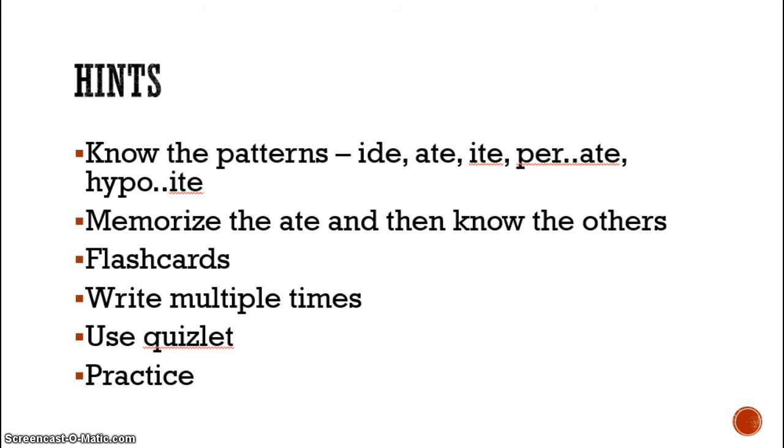So if I memorize all the ones that end in ATE, like nitrate and chlorate and sulfate and phosphate, if I memorize those and I know the pattern, then I've also memorized all the ITEs at the same time. So if I know nitrate, I know nitrite. If I know sulfate, I know sulfite. If I know phosphate, I know phosphite. If I know chlorate, I know chlorite. So it cuts down on the memorization.